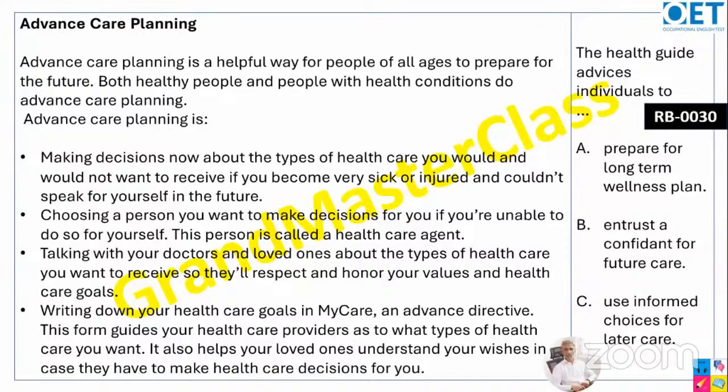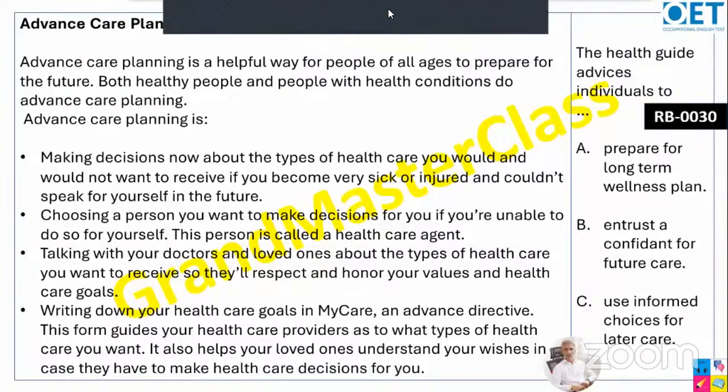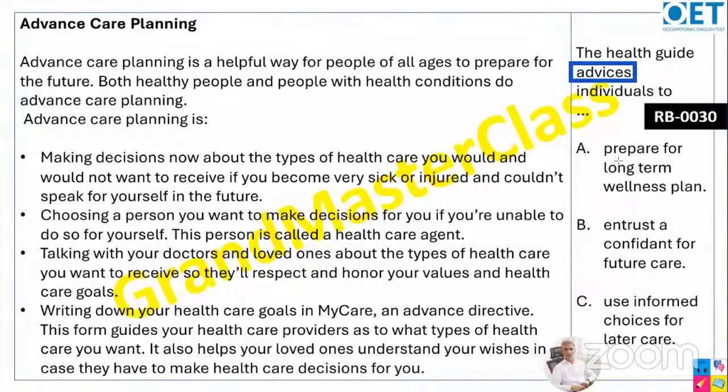Prepare for long-term wellness plan. Long-term. Okay, advice or recommendation. This is a different type of question. So the health guide advises. What is the advice? Prepare for long-term wellness plan. Long-term is important. Wellness means care. Prepare for care plan. Long-term is the most important word in this part.